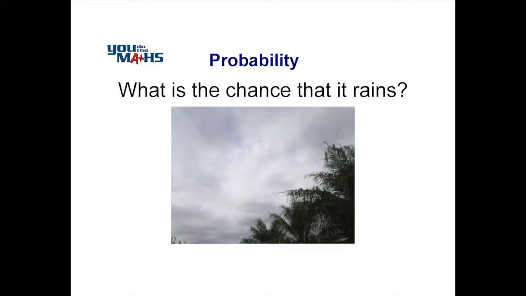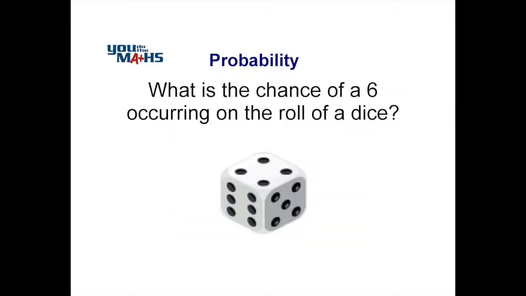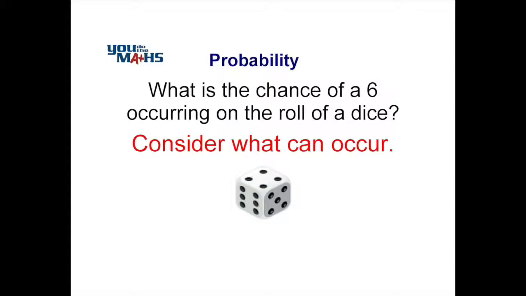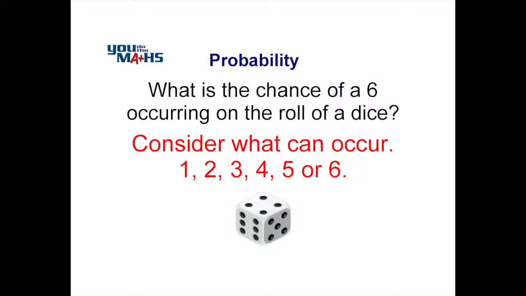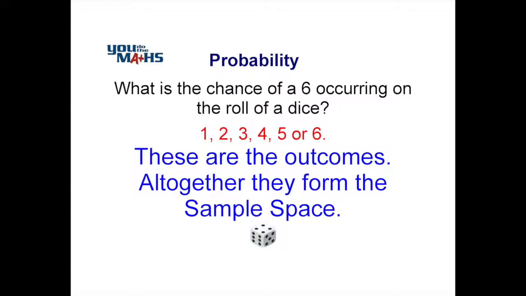So let's have a look at how we actually calculate probability, and we'll do so with some very simple cases. Let's have a look at the chance of a 6 occurring when we roll a dice. The way to do this is to examine all the things that can occur. So when we roll a dice, we know that we can get the numbers 1, 2, 3, 4, 5, or 6. There are 6 possibilities that can occur. All of these possibilities are called outcomes, and together they form the sample space for the set of all the outcomes that can occur when we roll a dice.